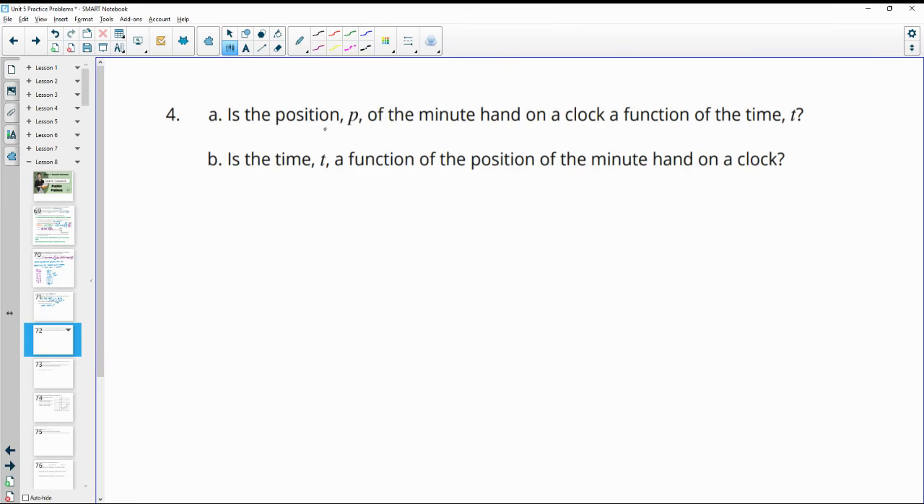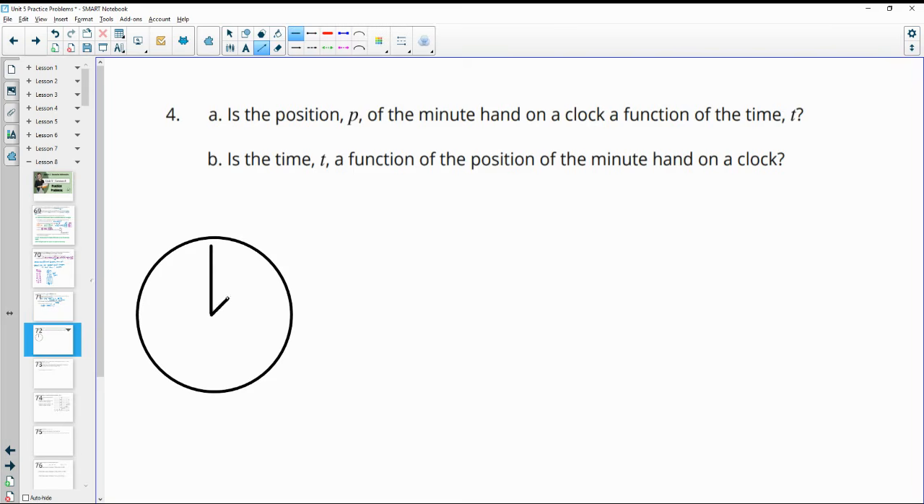Number 4, is the position P of the minute hand of the clock a function of time? So where the minute hand is, and maybe I'll draw a clock here. Okay, and so then you've got the minute hand versus the hour hand. And so now is the position of this minute hand on the clock a function of time? So meaning if we know the time, does that kick back a specific place? And that would be yes.